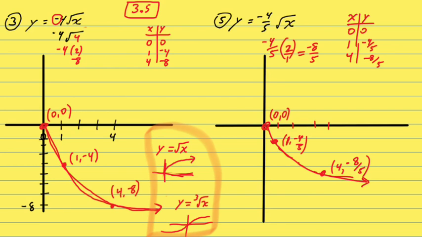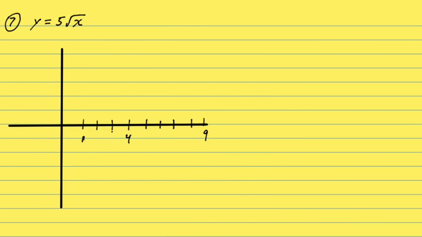Okay, we did a couple square roots. Let's do another square root. Again, I would use values such as 0, 1, and 4, maybe 9, because they have perfect square roots. If you put in a 0, the square root of 0 is 0, so it goes through 0, 0. If you put in a 1, 5 times 1 is 5, so it's going to go through 1 comma 5. If you put in a 4, square root of 4 is 2 times 5 is 10, so it's going to go through 4, 10.